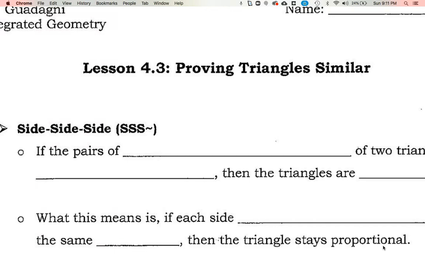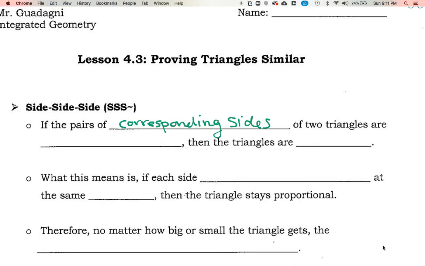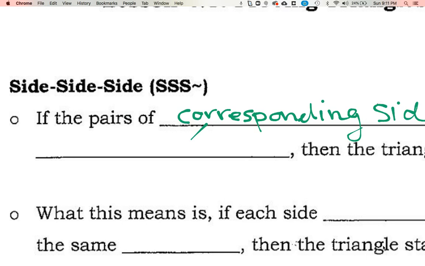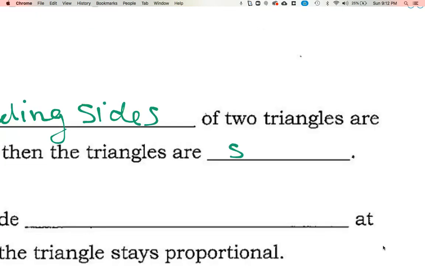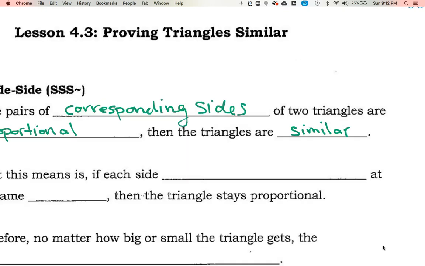If the pairs of corresponding sides, since it's side, side, side, of two triangles are proportional, then the triangles are similar. So we don't have to worry about writing the angle congruency statements. Basically, if you just show the extended proportion, that is good enough.